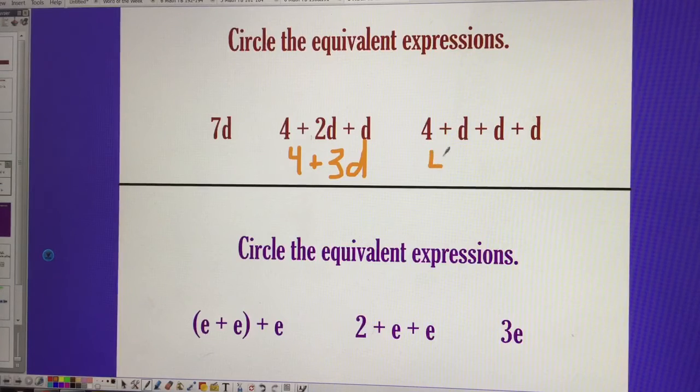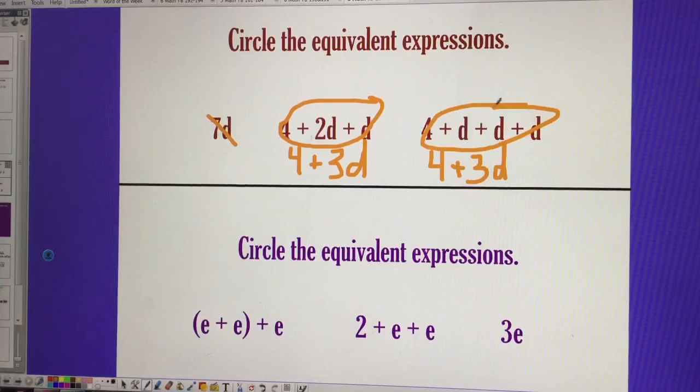Here we have a 4 in the front, plus group your D's together. A D plus a D plus a D is really 3 groups of D. So we can see that this one does not belong, it doesn't fit. However, these two are the equivalent expressions, so that's what you would circle.